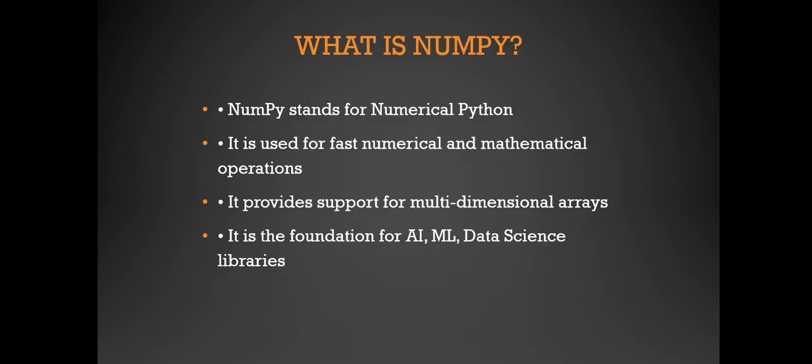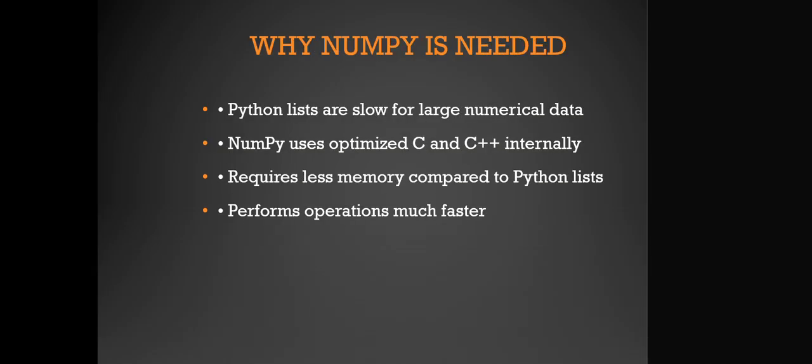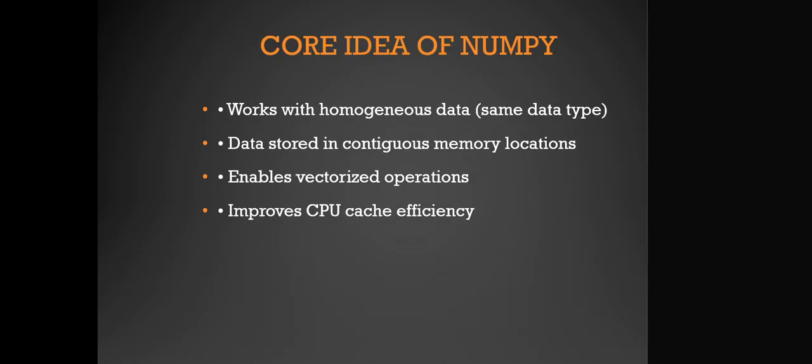Then what is the difference between NumPy and list? That is the main question. We'll go step by step through everything and see what NumPy is and what makes it different from a list. As I said, why is NumPy needed? Because Python lists are very slow for large numerical data. These lists cannot perform huge operations on numbers, and NumPy uses optimized C and C++ internally. Yes, NumPy is a Python library, but it is actually made of C and C++ internally. So it requires less memory compared to a Python list and performs operations much faster.